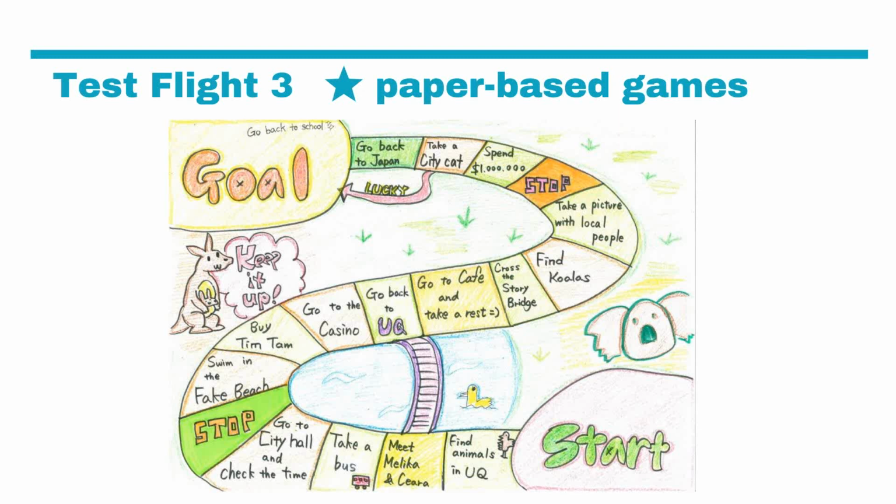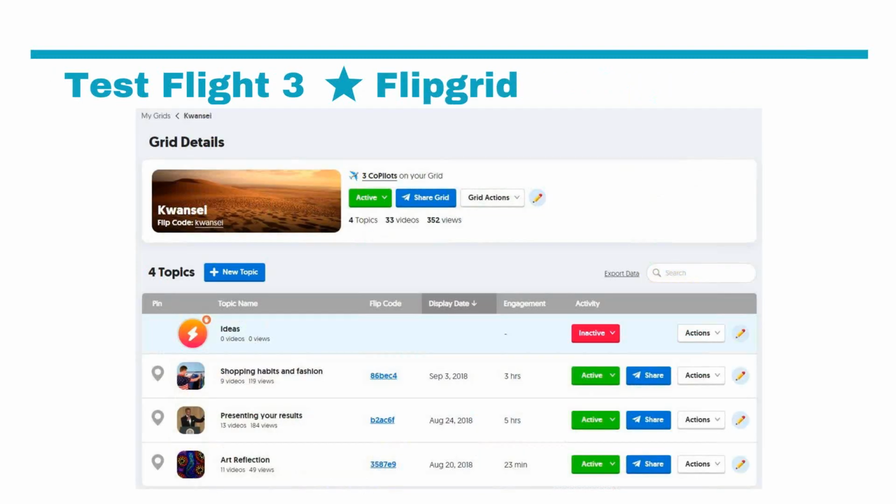And one of my other classes made themselves a paper-based game. And then they didn't do all of those things, obviously, like spend $1 million. But as they went around, they made a little video of themselves doing each thing and then put it all together and made a little movie of their achievement. So another way that you can incorporate, I guess, gamification is through paper-based games. The oldie board game.